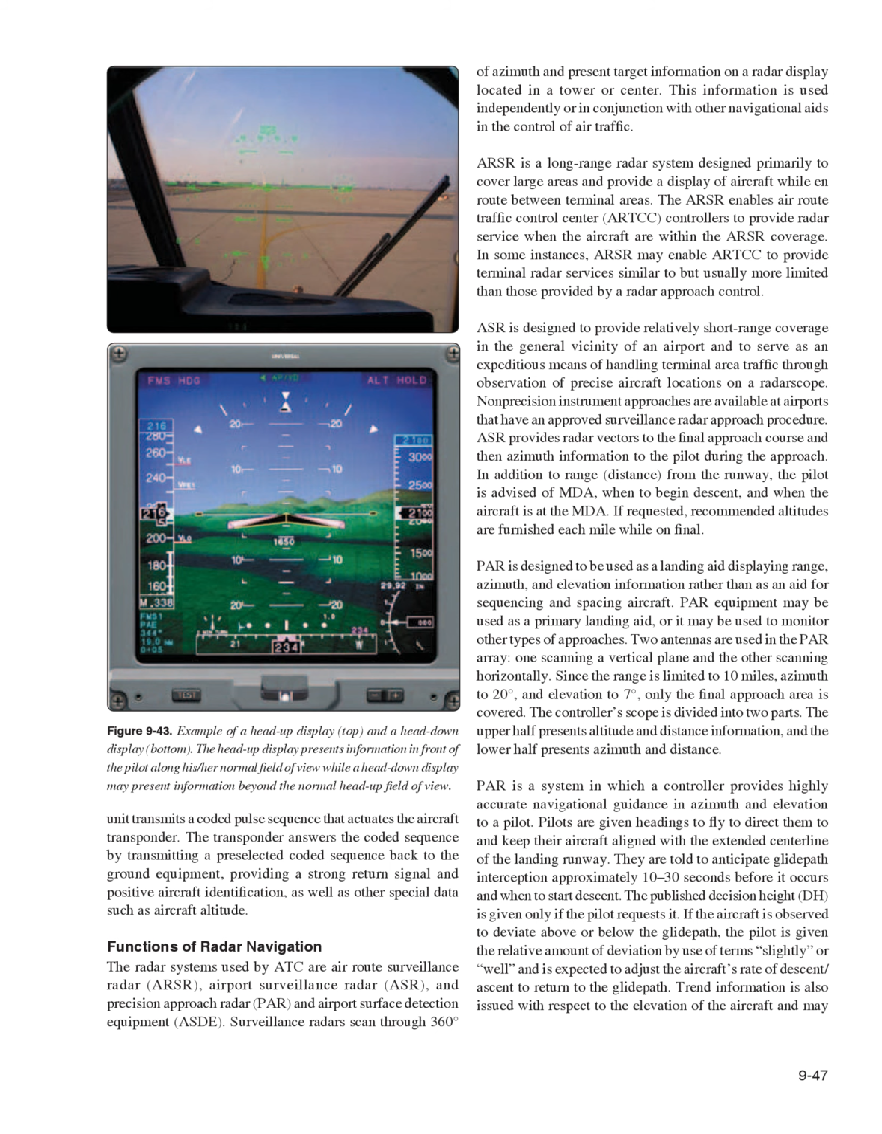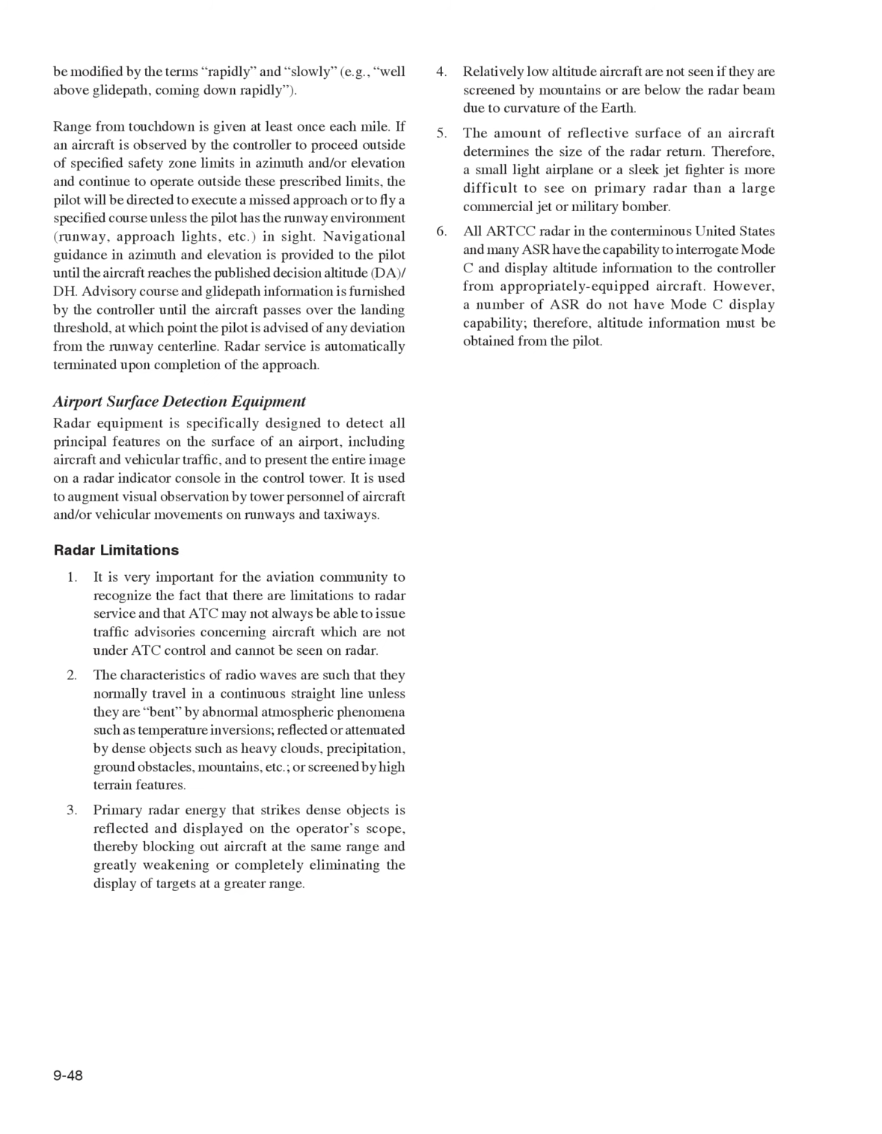If the aircraft is observed to deviate above or below the glide path, the pilot is given the relative amount of deviation by use of terms slightly or well and is expected to adjust the aircraft's rate of descent/ascent to return to the glide path. Trend information is also issued with respect to the elevation of the aircraft and may be modified by the terms rapidly and slowly, for example, well above glide path, coming down rapidly. Range from touchdown is given at least once each mile.